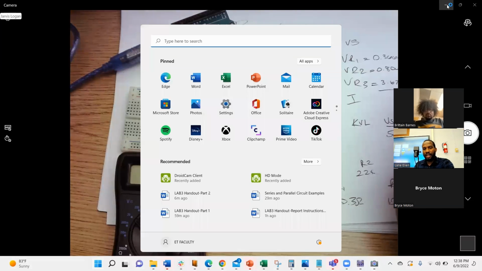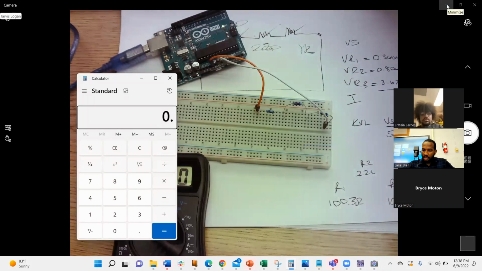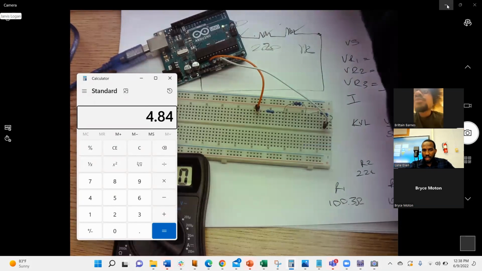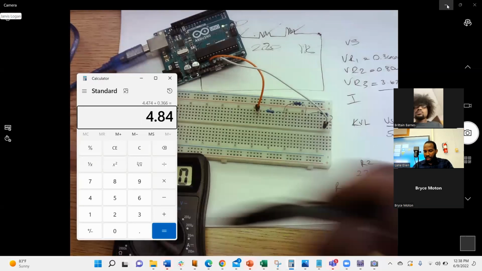So I use the calculator here. We have 0.366 plus 0.804 plus 3.67. So again, very close to 5 volts. Let's measure them again. We have 3.67 plus 0.804 plus 0.366. Very close to 5 volts.